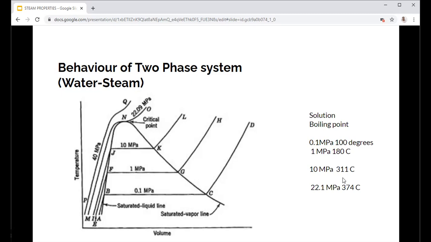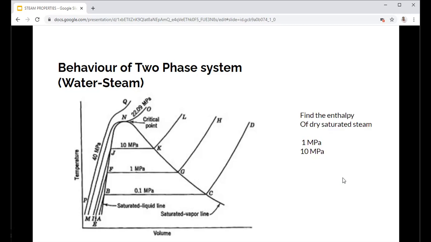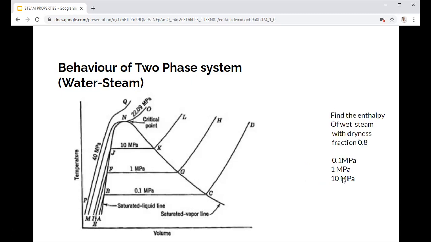At 10 megapascals, I had shown you from the steam table that it is 311 degrees centigrade, and at the critical point, the critical temperature was 374 degrees centigrade. I had also shown you how to find the enthalpy of dry saturated steam at 1 megapascal and 10 megapascal, which you can confirm from the steam table: Hg is 2776, and at 10 megapascal that value becomes 2727.